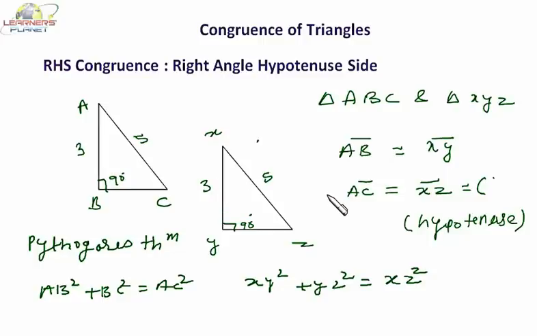Friends, we have discussed various types of congruency. We have discussed the congruency of geometric shapes, and we have also discussed the congruency of triangles. We have discussed SAS congruency, SSS congruency, ASA and RHS congruency. In the next session, we'll be discussing the problems based on all these topics.